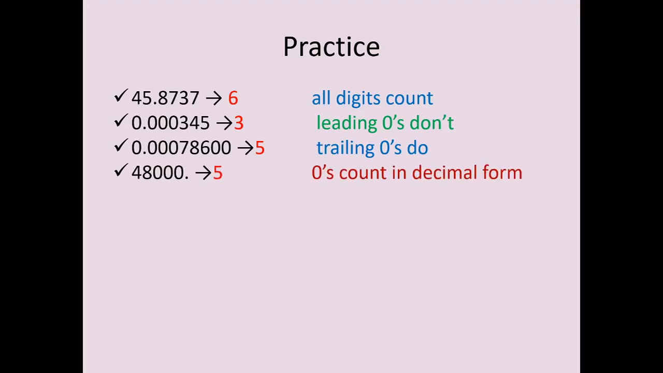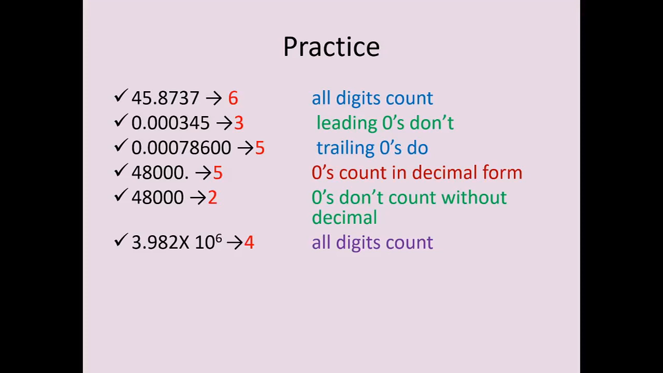Next is 48000 with a decimal point. Here a decimal point is placed after the number. So the zeros count in the decimal form and the answer is 5. Next is 48000. Here zeros don't count without a decimal. So the answer is 2.